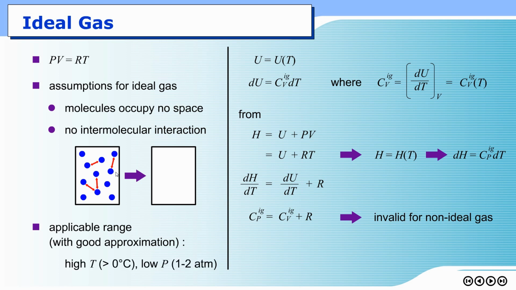In general, the rule of thumb would say temperature should be higher than 0 degrees Celsius, and pressure should be low enough, in the range of 1 or 2 atm. But it doesn't mean that if you have a pressure higher than that, for instance 2.5 atm, the ideal gas law is not applicable at that pressure. It is still usable, but you have to realize that there will be some error associated with it. And this error will grow larger and larger as you increase the pressure to higher values.